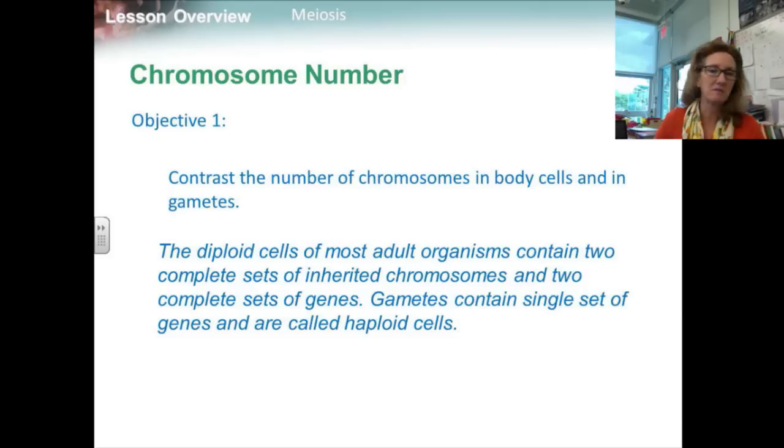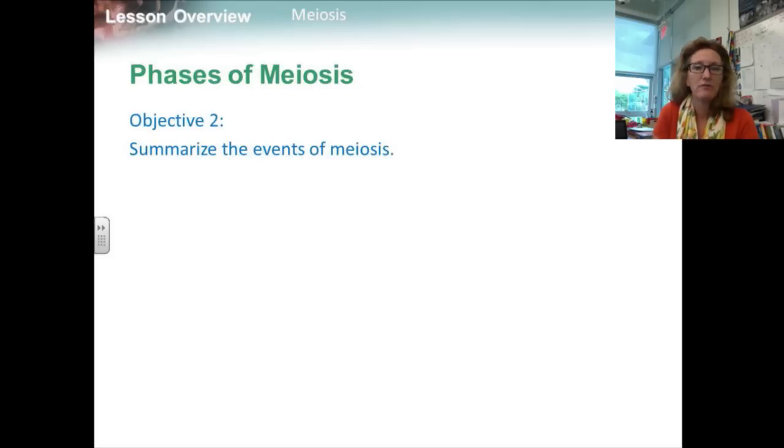So objective 1 was to contrast the number of chromosomes in body cells and gametes. Well, for every organism, it's going to be different. But the diploid cells of most adult organisms contain 2 complete sets of inherited chromosomes and 2 complete sets of genes. Gametes, on the other hand, contain a single set of genes and are called haploid cells. That's going to be important moving forward. So let's summarize the events of meiosis.